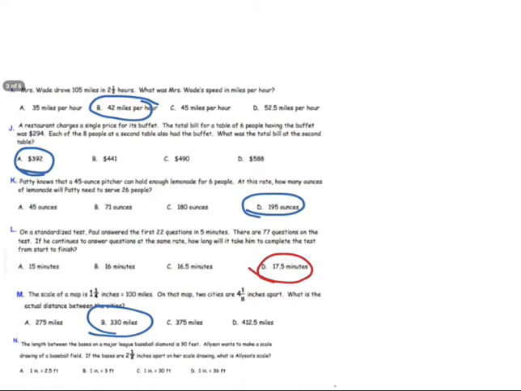Letter N, the length between the bases on a Major League Baseball diamond is 90 feet. Allison wants to make a scale drawing of the baseball field. If the bases are 2½ inches apart in her scale drawing, what is Allison's scale?